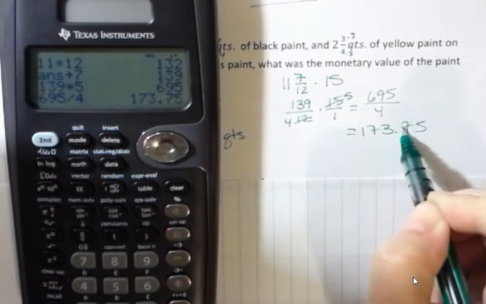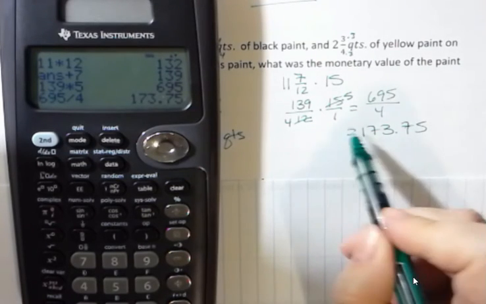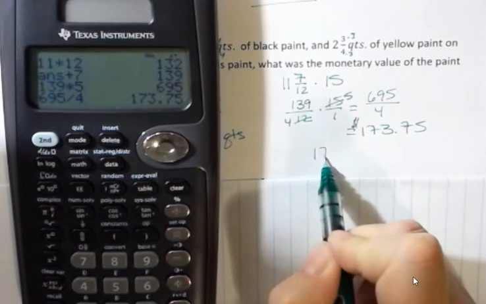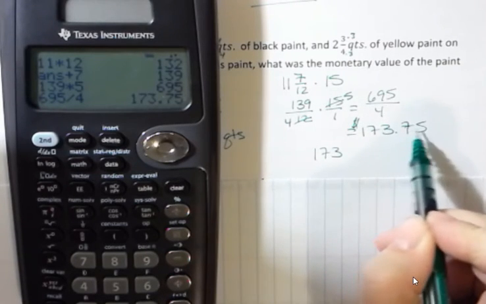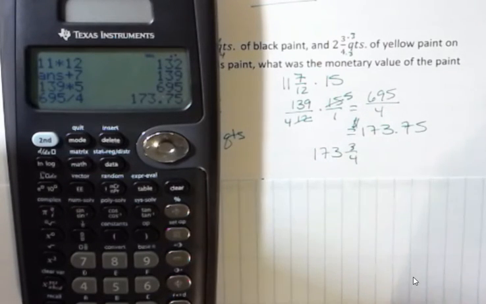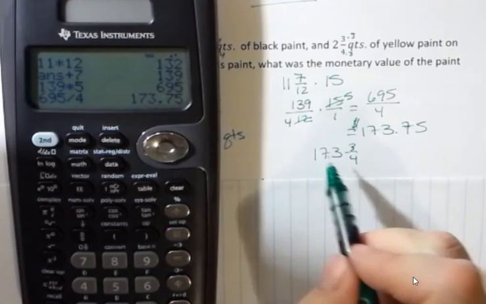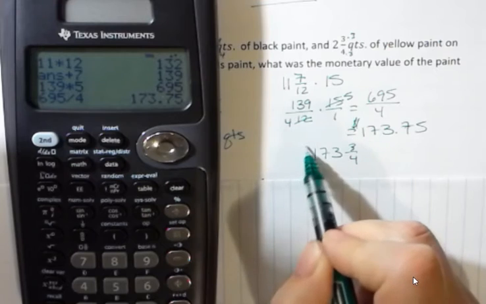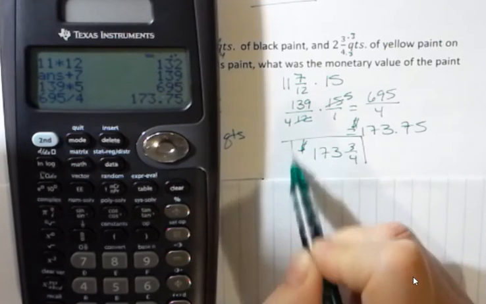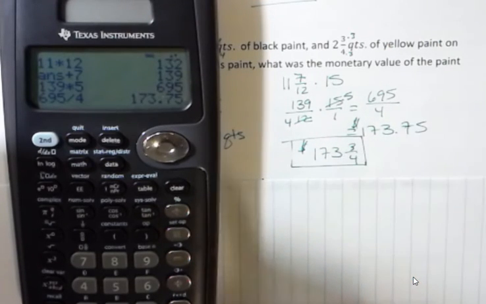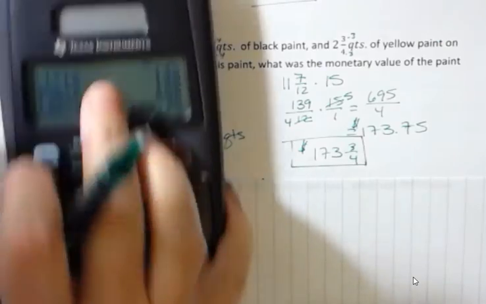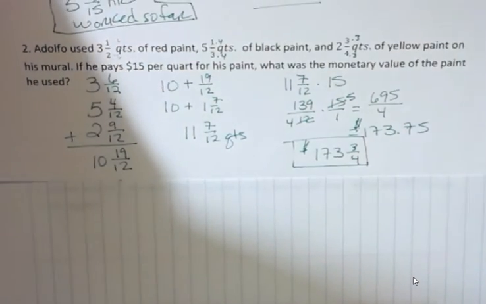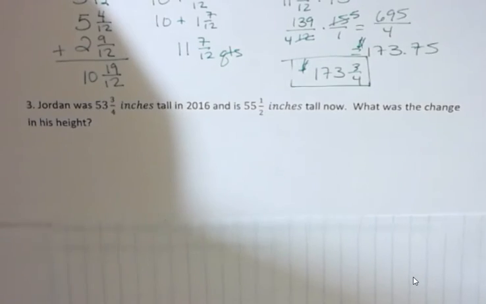If we just divided that out, what would that look like as a fraction? .75 is 3/4. You know that's 3/4, right? 75 cents is 3/4. So that's what it would look like as a fraction, and this is what it would look like as a decimal. So $173 and 3/4. All right, so that's the monetary value. And that one we had to add and then multiply.